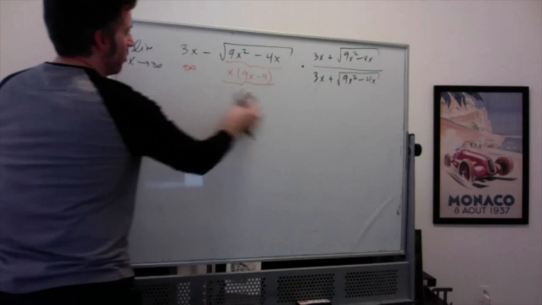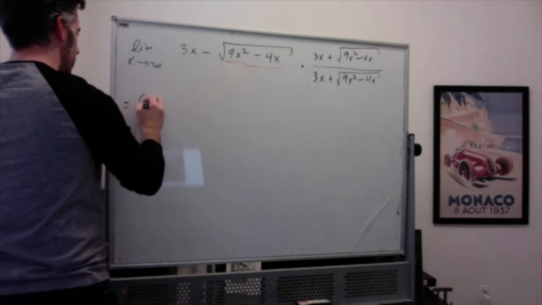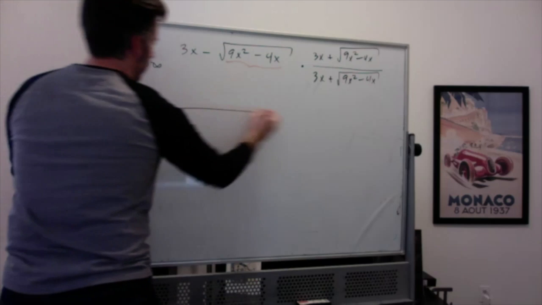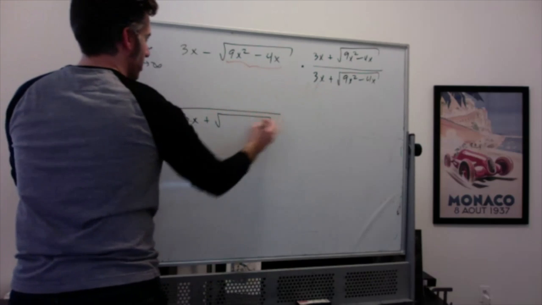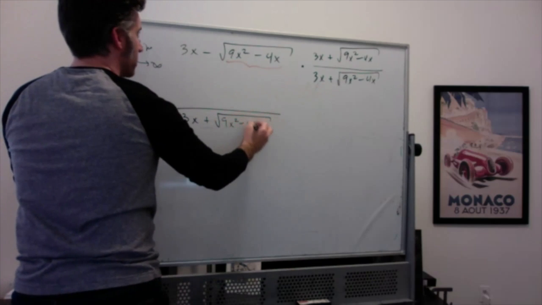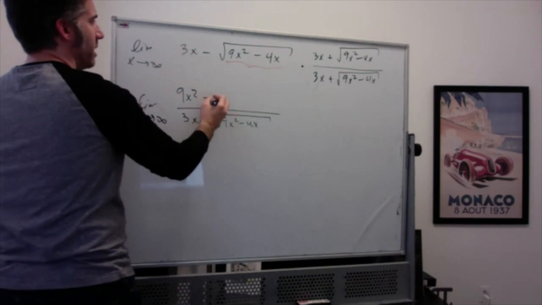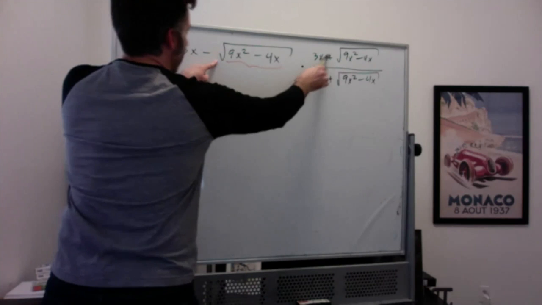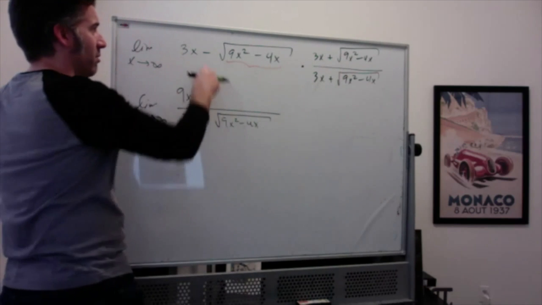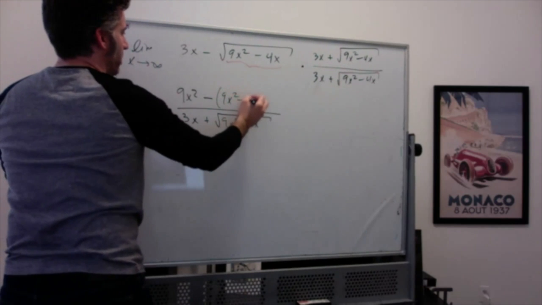All right, let's take a look. I don't do this anymore. So this is divided by 1. So the limit as x goes to infinity of 1 times that. The denominator is just 3x plus the square root of 9x squared minus 4x. And then the top is going to be 3x times 3x, which is 9x squared, minus, the middle terms cancel, right? You get a minus this times 3x and a plus this times 3x. Those cancel out. And then you get a minus this times this, which is 9x squared minus 4x.